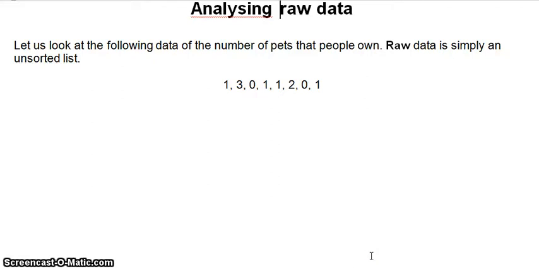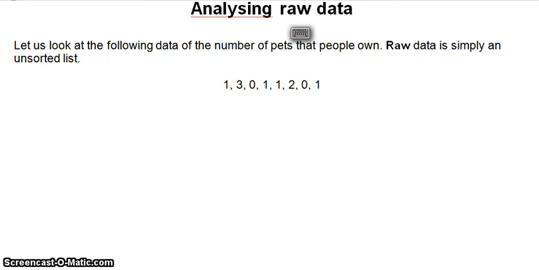Okay, so in this short video we're going to have a look at analysing some raw data. Raw data is simply an unsorted list, nothing's been done to it. It's the data that you receive as you receive it. Now the first question to ask could be this: how many people were interviewed for this data?